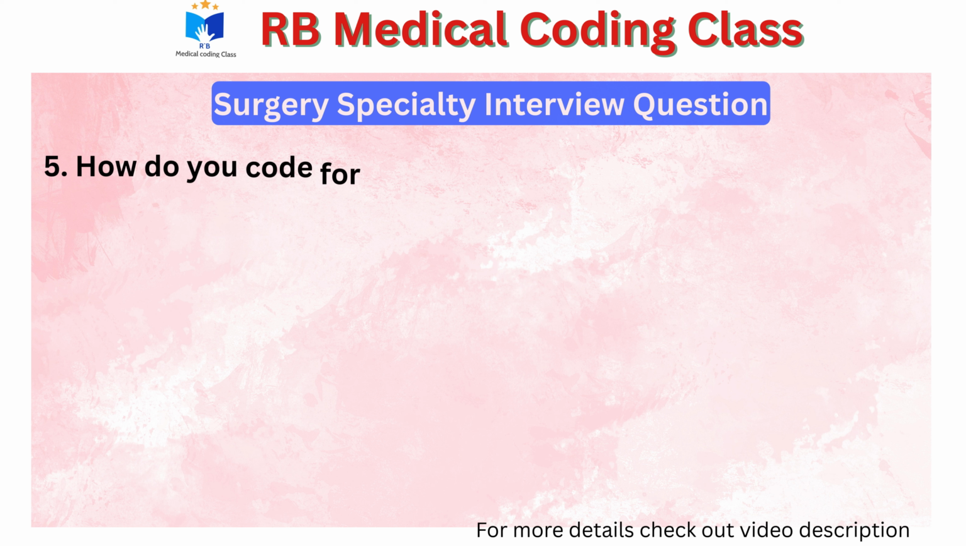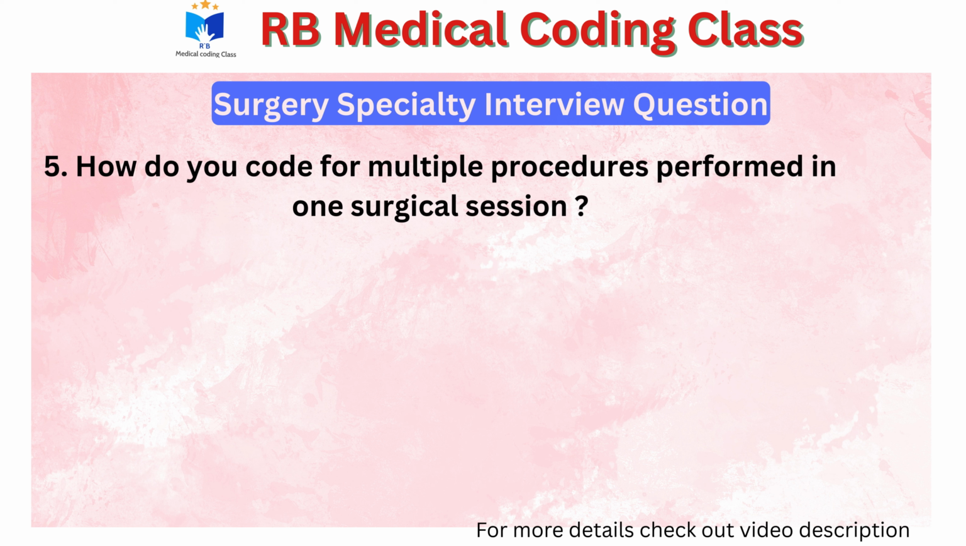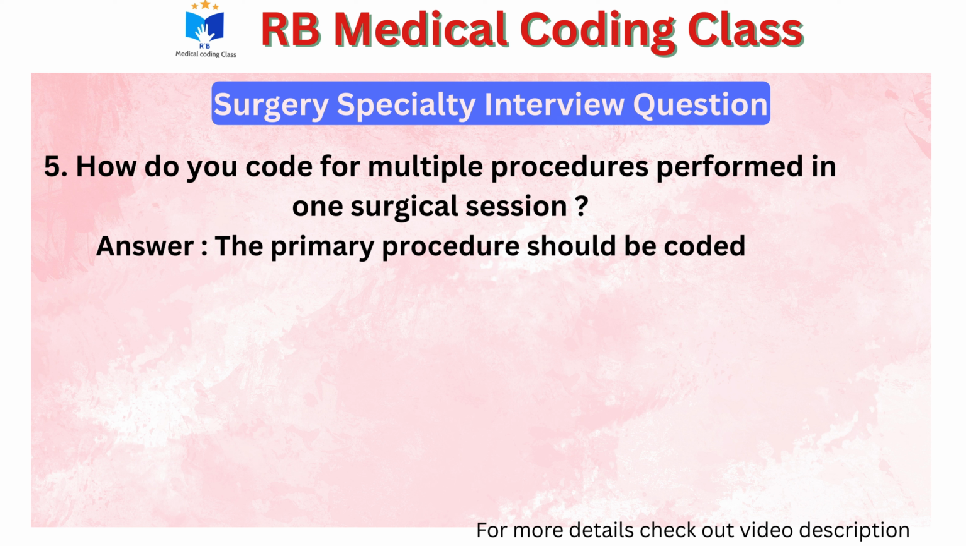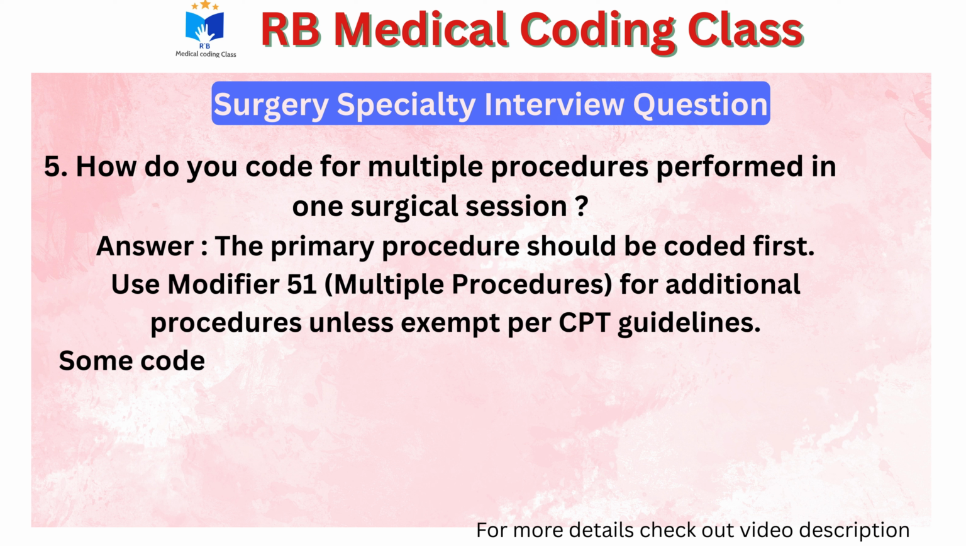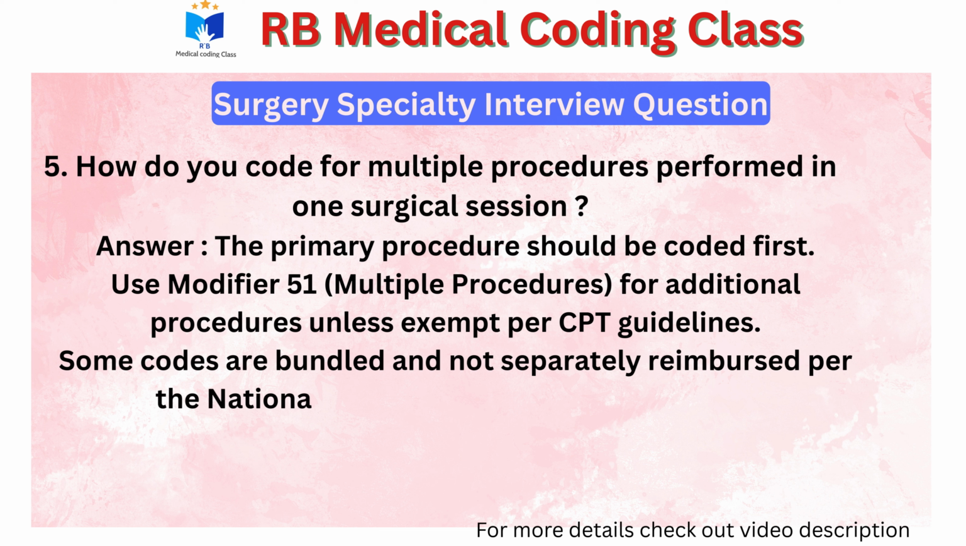Question 5. How do you code for multiple procedures performed in one surgical session? Answer. The primary procedure should be coded first. Use Modifier 51, multiple procedures, for additional procedures unless exempt per CPT guidelines. Some codes are bundled and not separately reimbursed per the National Correct Coding Initiative, NCCI.